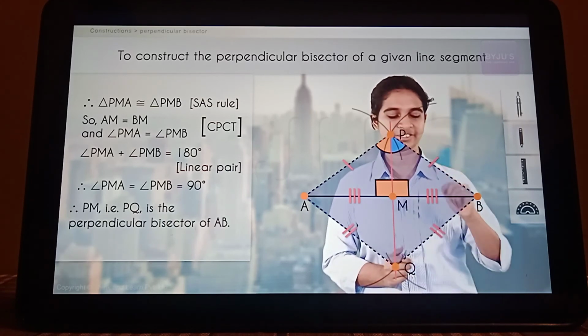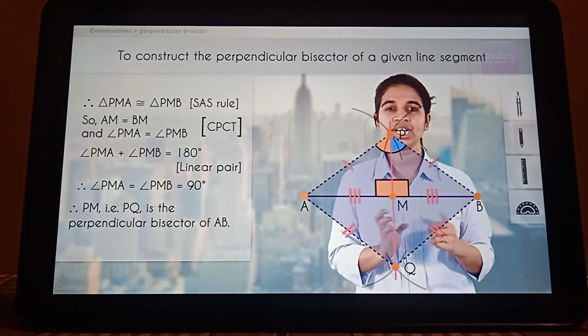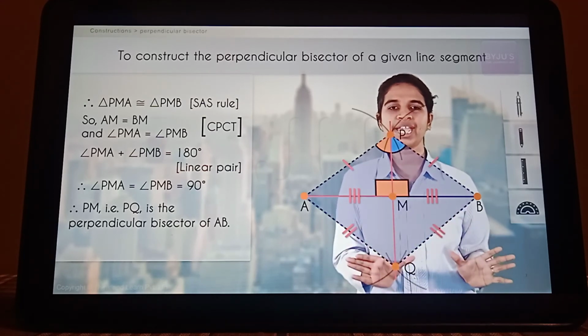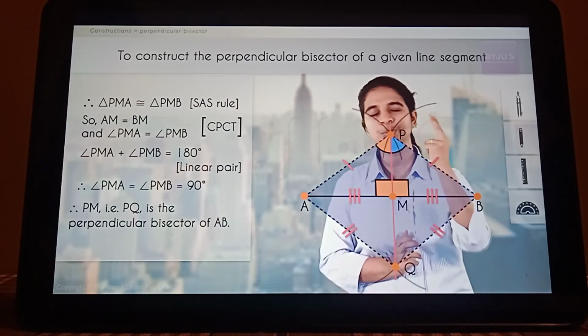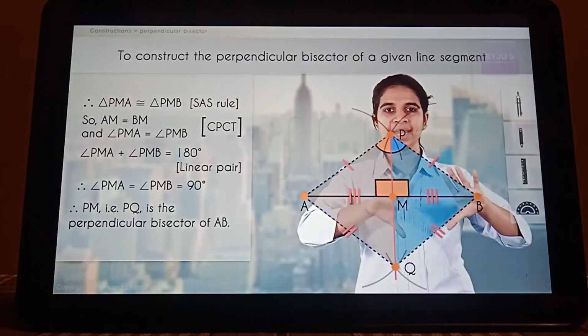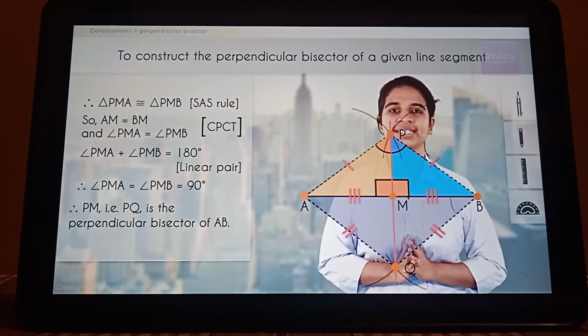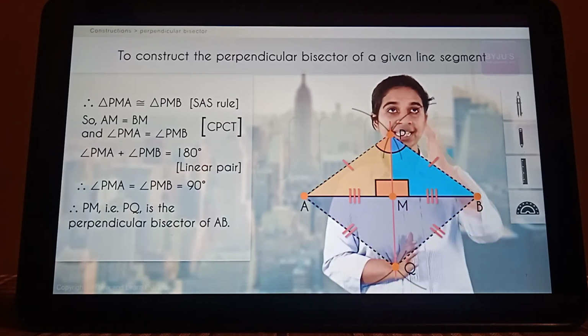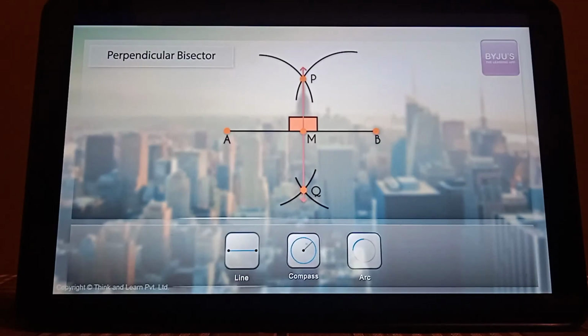We have to prove two things, right? It's perpendicular. We proved these two angles are 90. That means it's perpendicular. Bisector. We proved AM equal to MB. So it's a bisector. Correct? So two things to prove, two steps. First, the big triangle and SSS test. Then the smaller triangles and SAS test. That's how you prove that this is indeed a perpendicular bisector of this line segment.